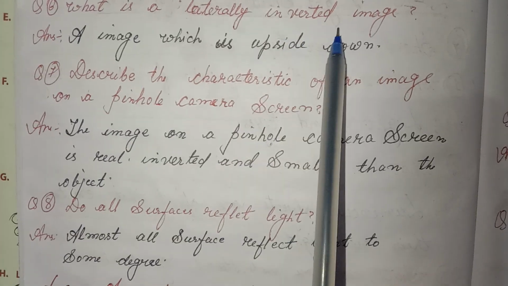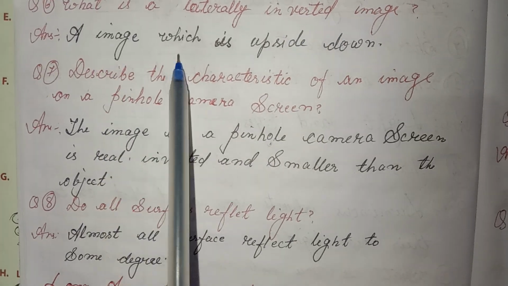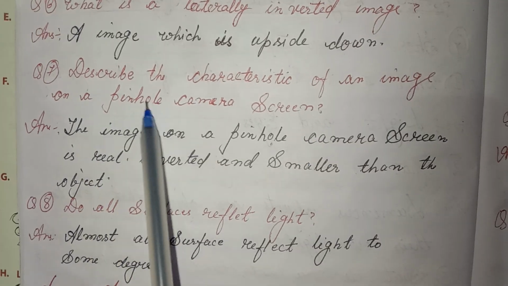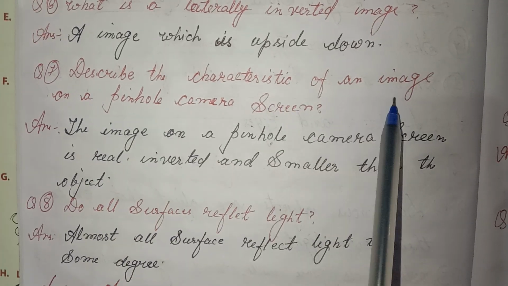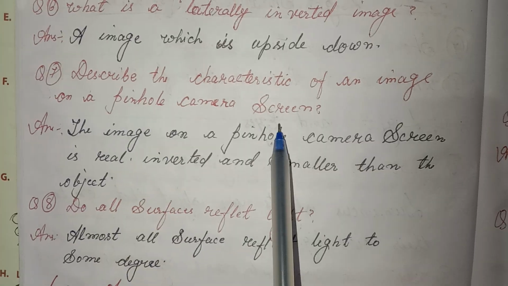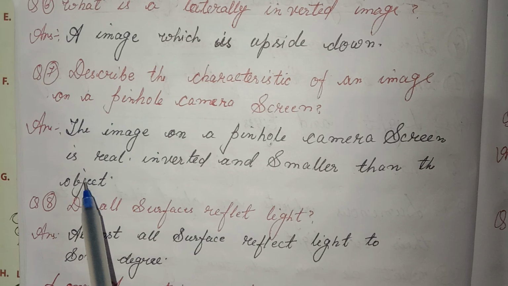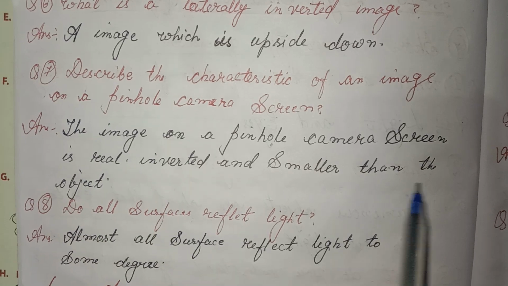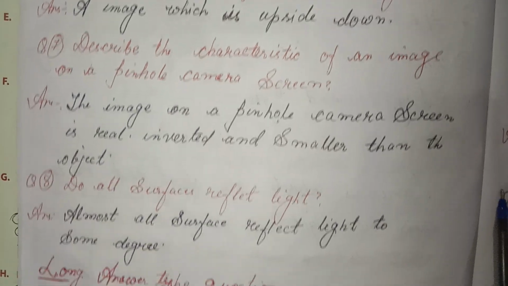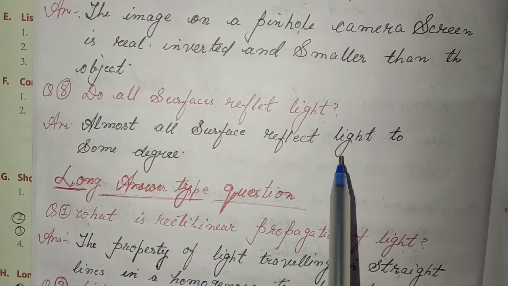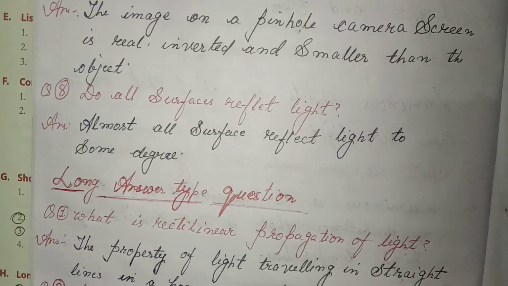What is a laterally inverted image? Answer, an image which is upside down. Seventh, describe the characteristics of an image on a pinhole camera screen. Answer, the image on a pinhole camera screen is real, inverted and smaller than the object. Eighth, do all surfaces reflect light? Answer, almost all surfaces reflect light to some degree.